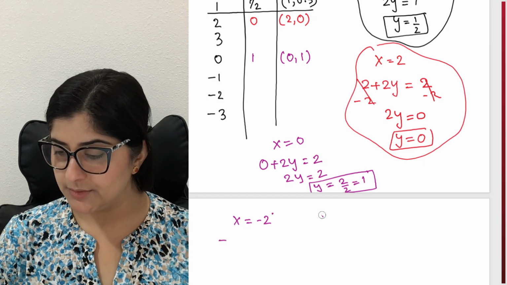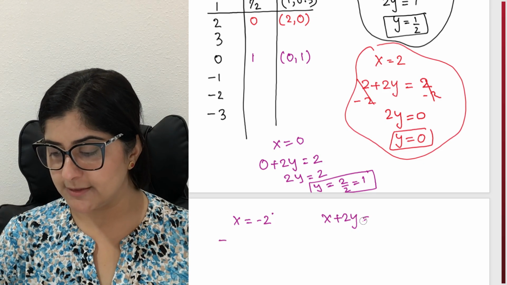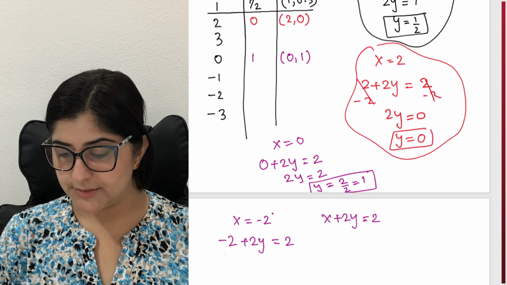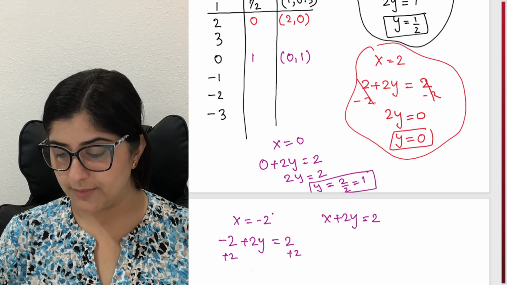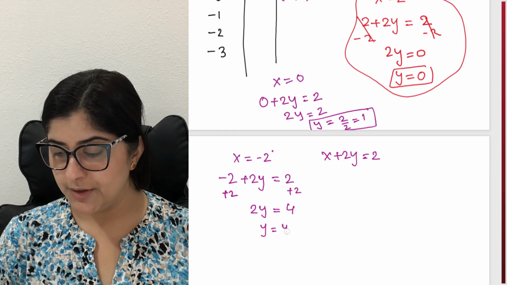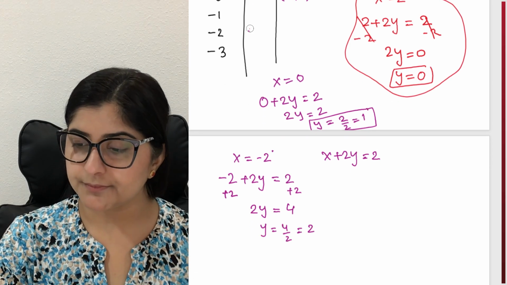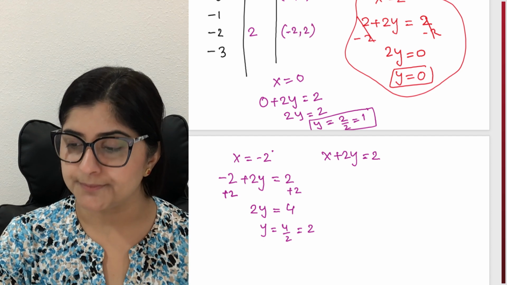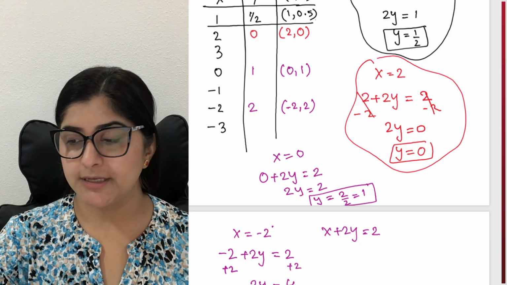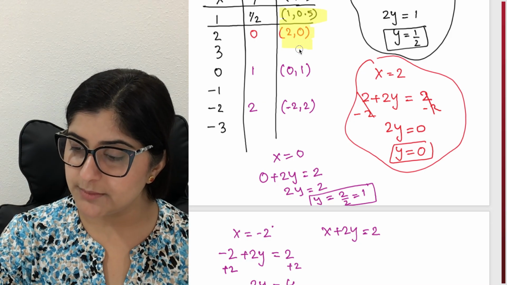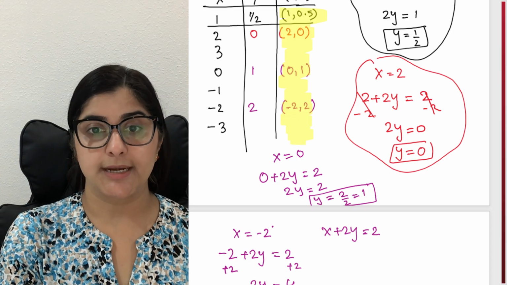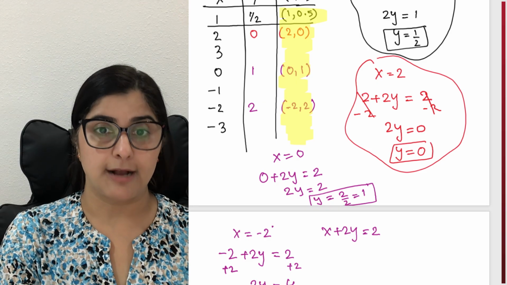So this is the equation, x plus 2y is equal to 2. Replace x with minus 2. Add 2 on both sides, and we have to solve for y. 2y is 4, and then divide both sides by 2. We get y value is 2. So we get minus 2 comma 2. Similarly, we can complete this table. And now after we complete this table, we have to plot all these points on the rectangular plane and combine all those points with a straight line, and that will be the line graph.